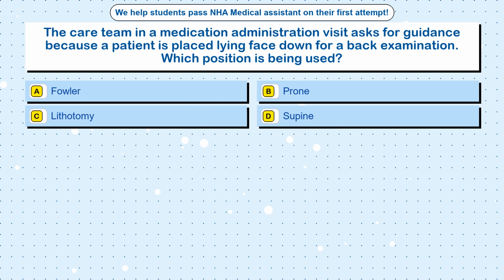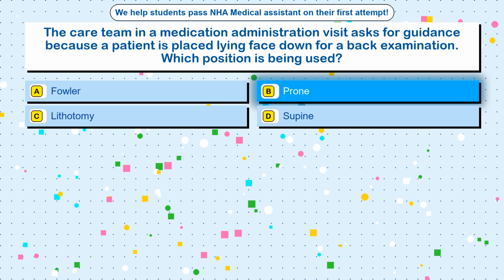Question 87. The care team in a medication administration visit asks for guidance because a patient is placed lying face down for a back examination. Which position is being used? Option A, Fowler. Option B, prone. Option C, lithotomy. Option D, supine. The correct answer is option B, prone.